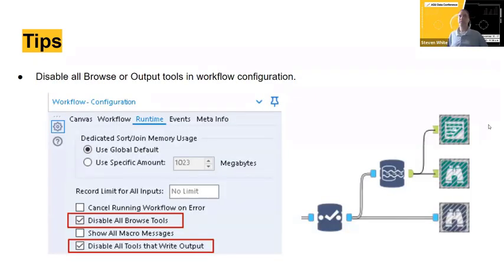Another option that I've found can be very useful, back in the workflow configuration again, is the option to either disable all your browse tools or to disable tools that write output. So again, this is mostly helpful during development. If you're not ready to overwrite your output, especially if you're writing to a table, you can temporarily disable that and continue running and testing your workflow while you make changes. And similarly, if you're not interested in browse tools, but you have a bunch of browse tools throughout the workflow, you can temporarily disable those and skip over them while you test the other portions of the workflow.